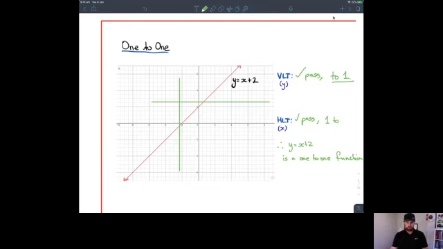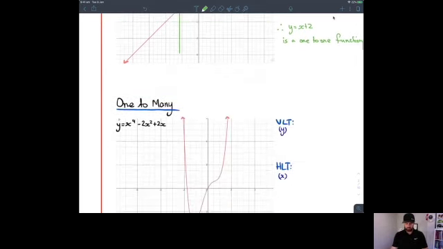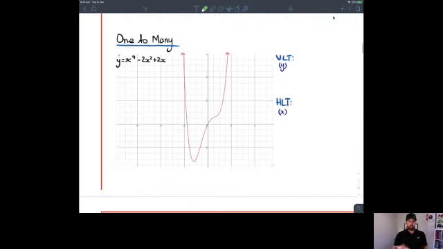Let's go through and look at an example of one-to-many. Here we have a graph of y equals x to the power 4 minus 2x squared plus 2x. You can see it's a polynomial. It's a polynomial of degree 4. It's positive, so both arms are up.